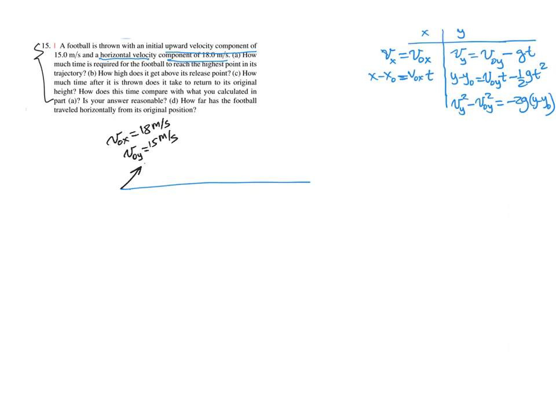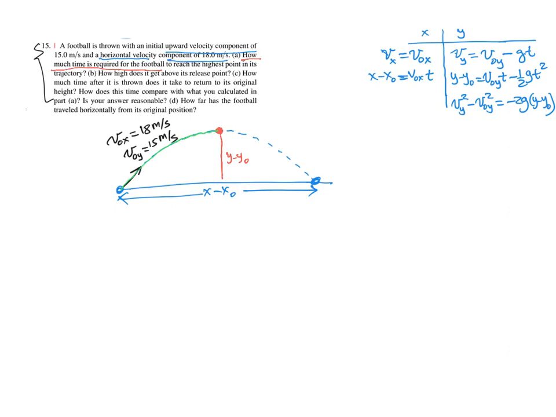So the trajectory is going to look something like this. It goes up, and eventually it's going to go down and then hit the ground right there. From here to here is called the range, or the horizontal displacement, and the maximum height is somewhere in the middle right there, and that's y minus y0. This problem asks how much time is required for the football to reach the highest point, which is this point. So we need to calculate the time to go from here to there.